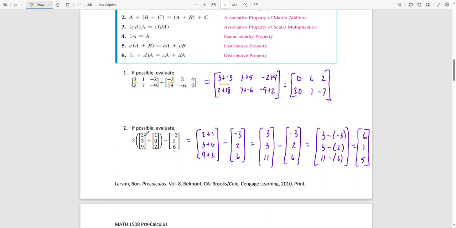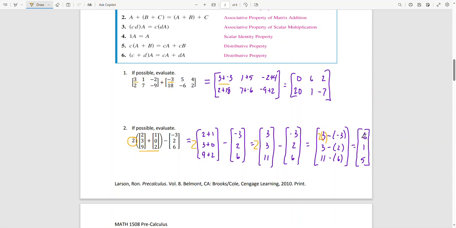If possible, evaluate. 2 times, we're going to add 2 column matrices and then subtract a column matrix. So parentheses first. We'll do what's inside the parentheses, and I added the 2 matrices. And you know what I did? I forgot the 2 completely. So right here, I should have had a 2. Right here, I should have had a 2, which means this is 2 times 3.